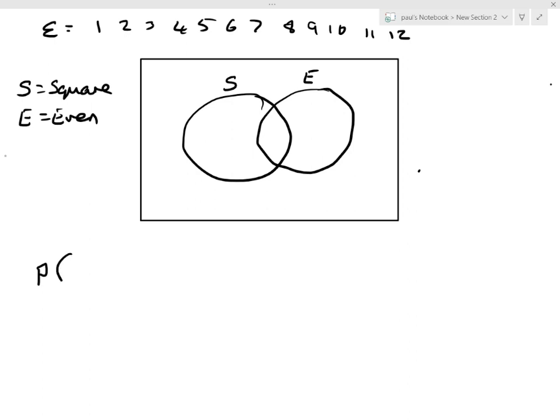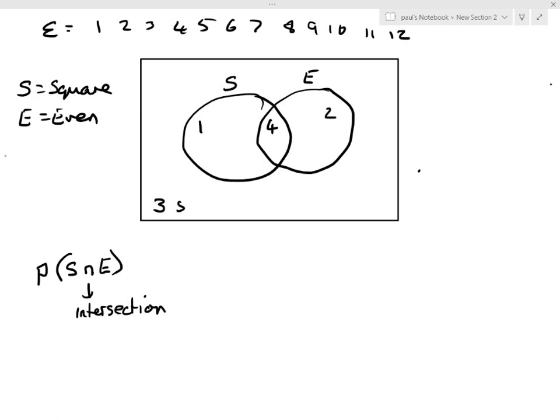The probability of S and this symbol there and E. Now this symbol is the intersection of S and E, which is this bit in the middle. Yeah. So let's put the numbers in. 1 is a square number. 2 is an even number but not square. 3 is an odd number, which must go down there. 4 is an even number and it's a square.